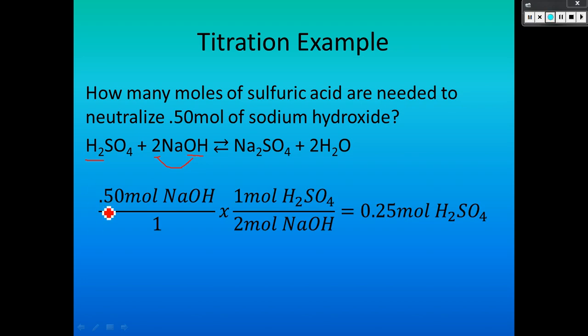So, we have 0.5 moles of NaOH. We know it's 1 mole of H2SO4 to 2 moles of NaOH, so the moles of NaOH cancel out, and that gives us 0.25 moles of H2SO4. So it takes 0.25 moles of H2SO4 to neutralize 0.5 moles of sodium hydroxide, and that's because we don't have a 1-to-1 ratio here. Okay? All right.